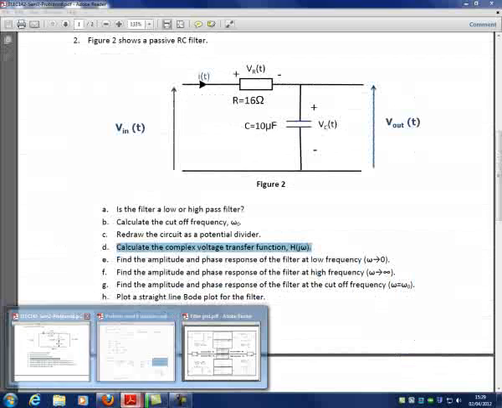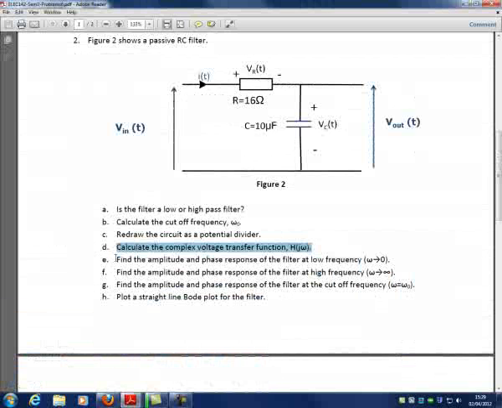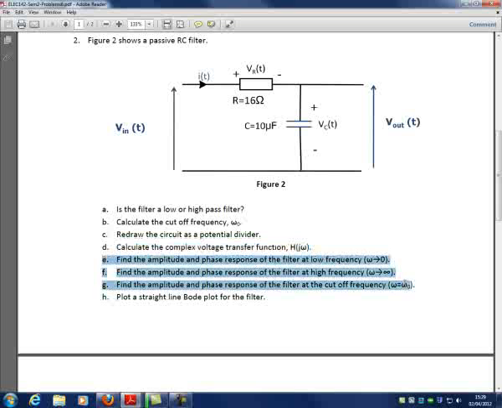So next up, we're going to look at the response of the circuit at different frequencies. So that's what these next three parts of the question are looking at. We're going to look at low frequency, where omega tends to 0. Then we're going to look at high frequencies, where we can assume omega tends to infinity. And then we're going to look at the cutoff frequency response. So let's do that now.